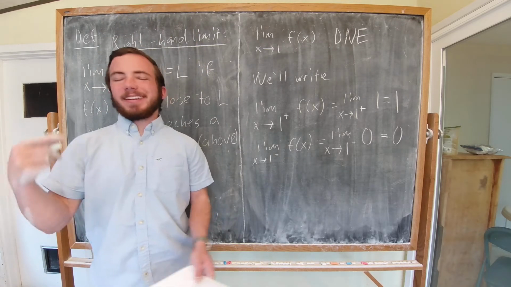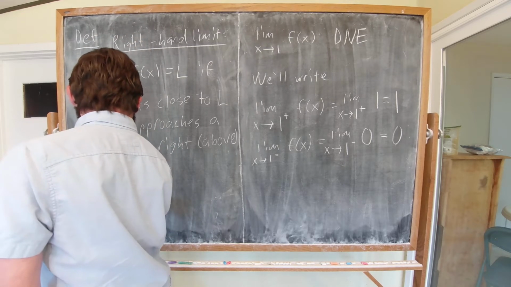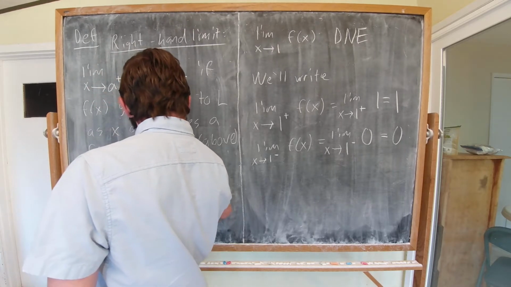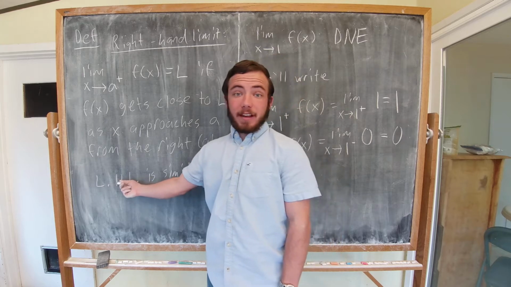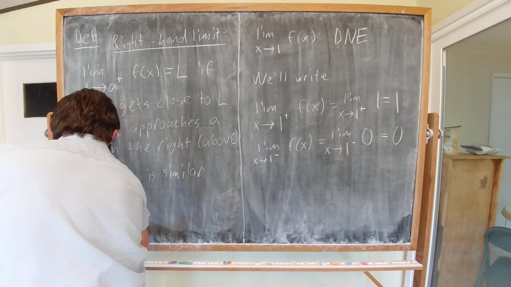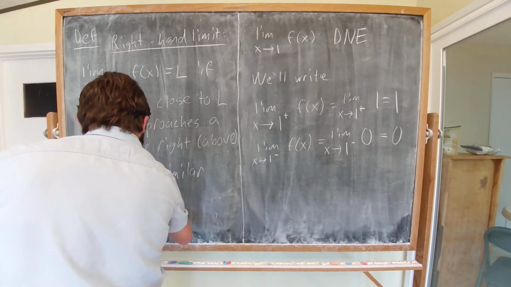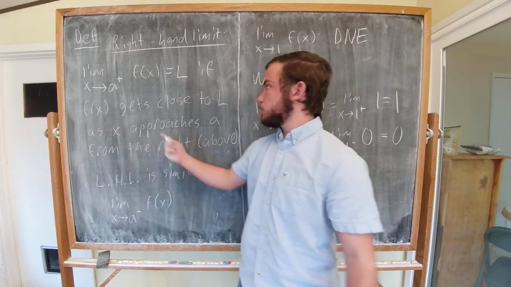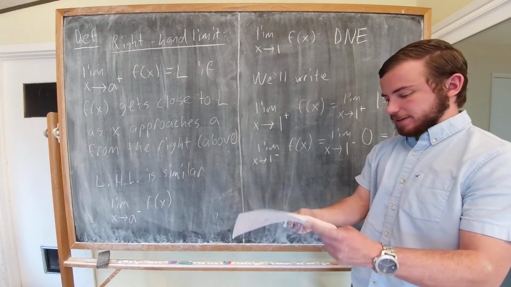Left-hand limit definition, similar. All you would do for the left-hand limit is say limit as x approaches a from the minus side of f of x. So that's our notation, same idea. You're just approaching a from the left instead of from the right.